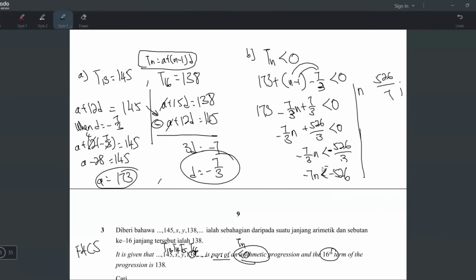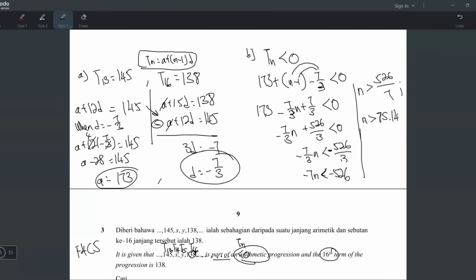But when you divide by a negative, this symbol must be flipped. So smaller becomes bigger like that. And now we can press the calculator and see what it gives us in decimal. The calculator will give you 75.14. Just write 4 significant figures, 75.14. Okay, so n has to be bigger than 75.14.